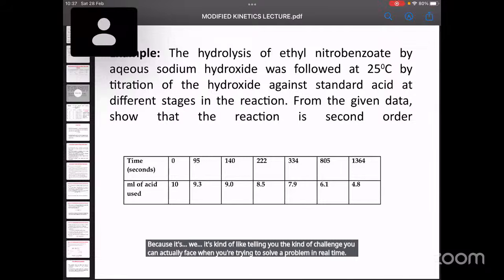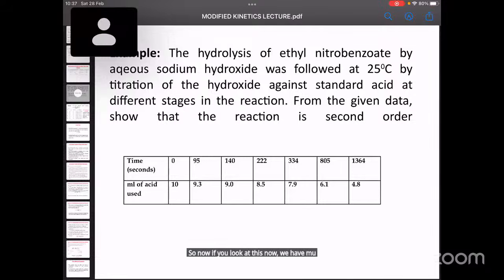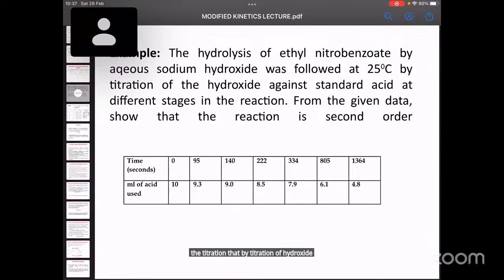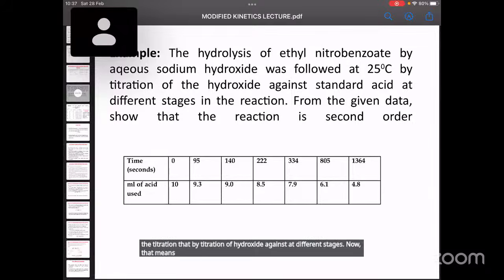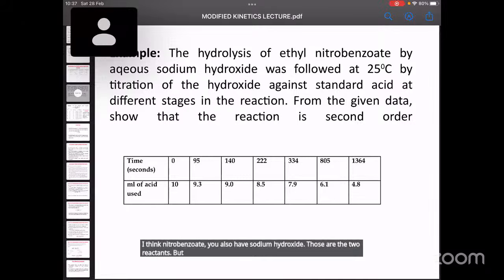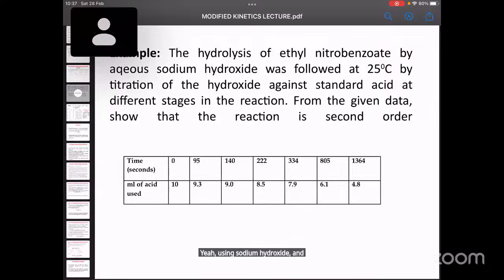So now if you look at this, they're saying the hydrolysis of ethyl benzoate by aqueous sodium hydroxide. And what they're now saying is that it is by titration of sodium hydroxide against standard acid at different stages. That means what they're monitoring is the concentration of the sodium hydroxide. In that reaction, you have ethyl benzoate and you also have sodium hydroxide. Those are the two reactants, but they are choosing sodium hydroxide to monitor that reaction. They are titrating sodium hydroxide with HCl at every point in time.